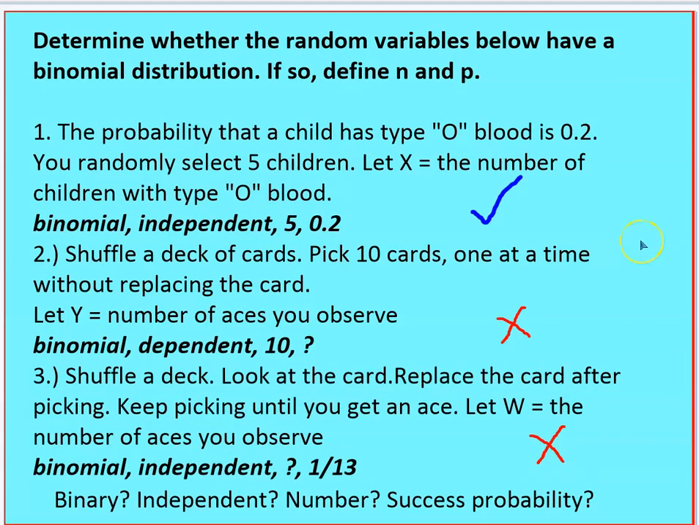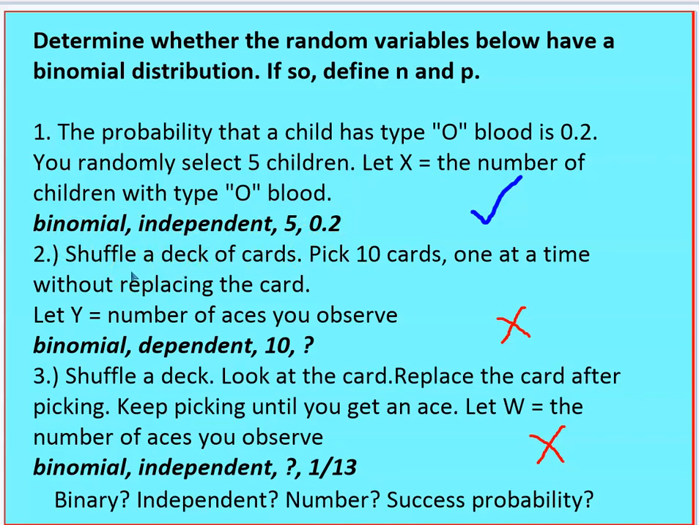All right. So the first is, yes, the probability that a child has type O blood is 0.2. Randomly select 5 children. Let X equal the number of children with type O blood. Okay, great. So binomial, independent. The number of trials is 5. Probability of success is 0.2. So we met our BINS requirement.